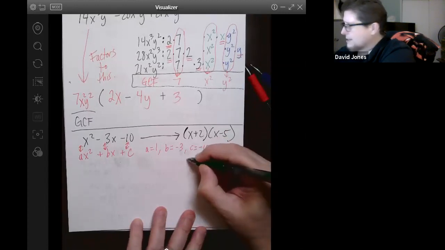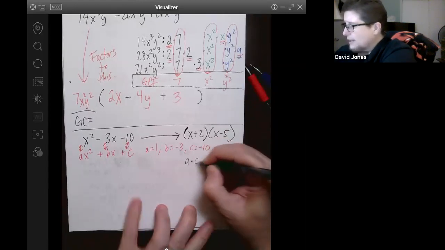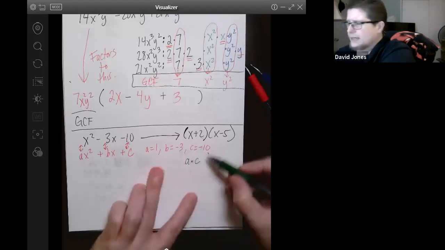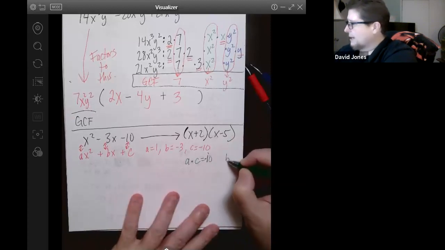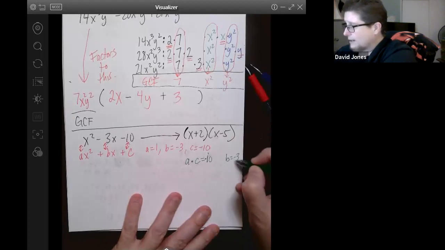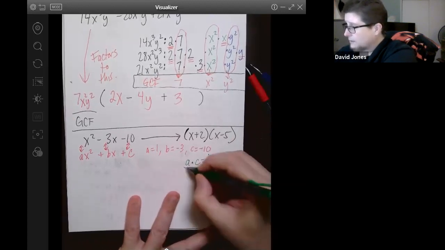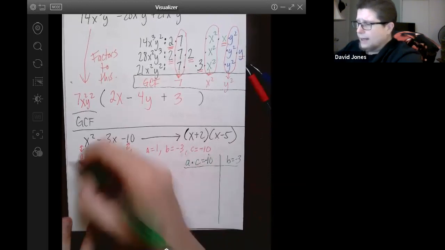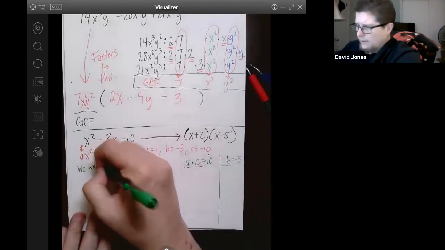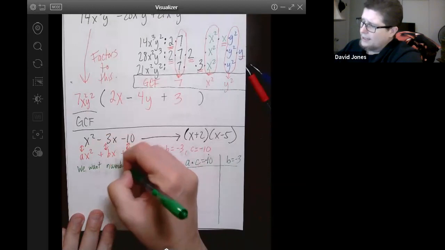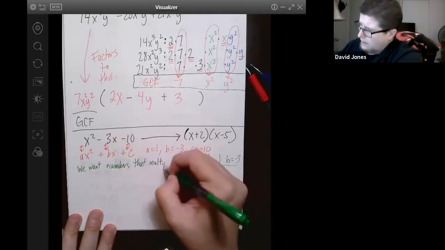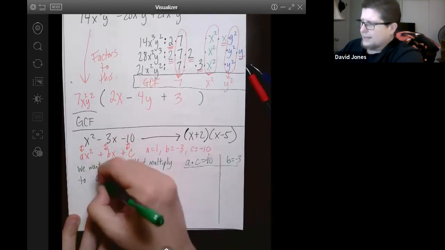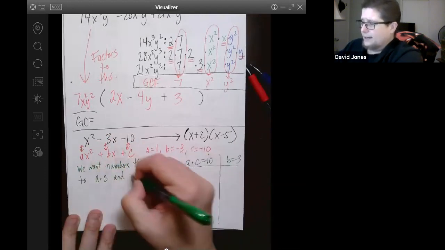Okay? Now, what I want to do is make a table. I'm going to do a times c in one column. What is a times c? A times c is -10. And I'm going to put b in another column. B is -3. We want numbers that multiply to a times c and add to b.